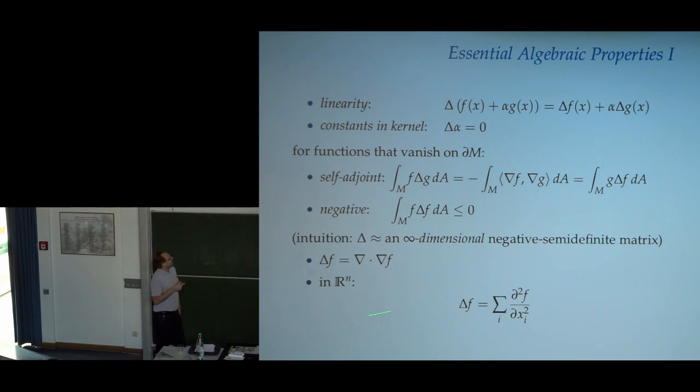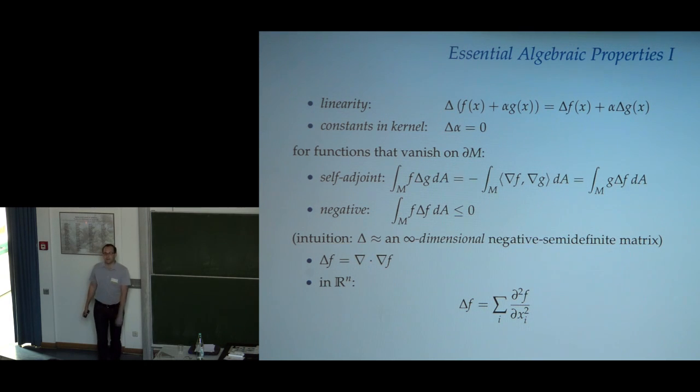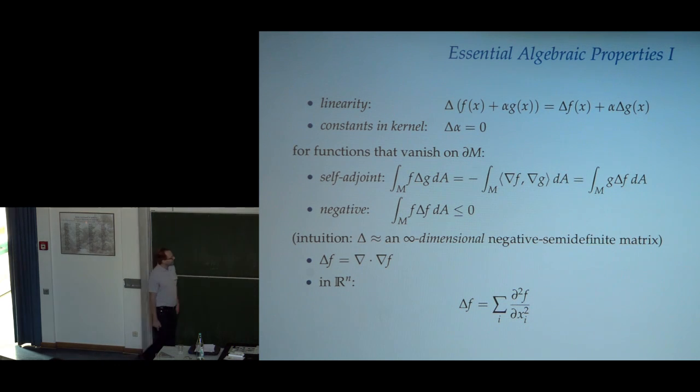Finally, if you're in Rn, then there's a very, very simple formula for the Laplacian. The Laplacian is just the sum of the second derivatives of the function. So in 1D, the Laplacian is just the second derivative. And that should make sense. If you have a one-dimensional function, how wiggly is that function? Well, that's just measured by the second derivative, right?